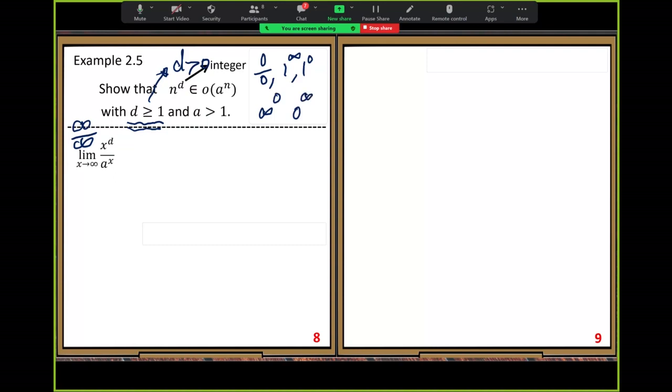But for this class, we only have one. This class, no sense for other possibilities. So for this class, we only consider infinity over infinity. Good question. But in math, so many cases. Probably you can list 10 cases, because there is another case.